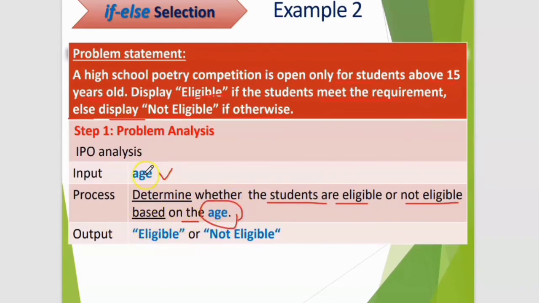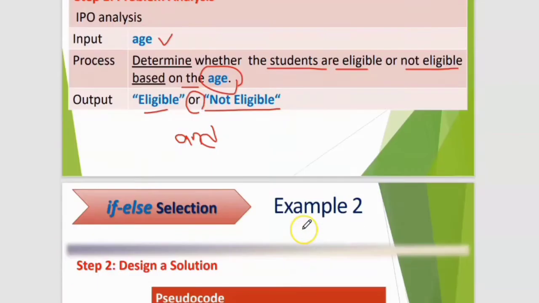Based on means you write the input. For the output, write eligible or not eligible. Do not write n. For this problem statement we have two outputs, but for this if-else selection we only have one output, either one, eligible or not eligible. So it's compulsory to write all.